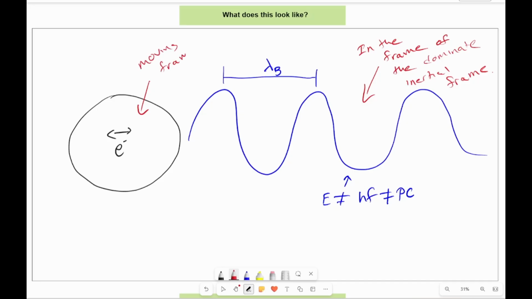Now, don't get too caught up on what this circle means. It's probably proportional to the de Broglie wavelength, but it doesn't mean that it's all moving together. The inertial frame could be something small on the inside, but whatever. We'll have to study this more later.